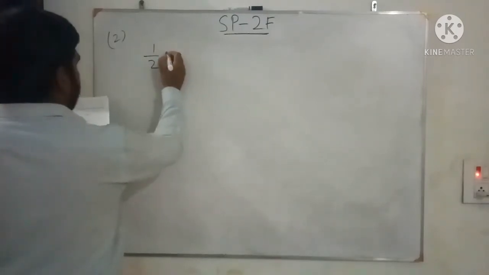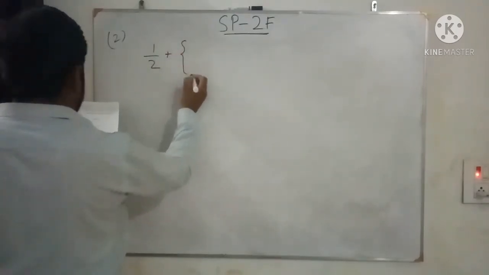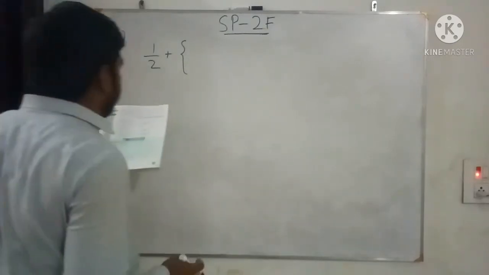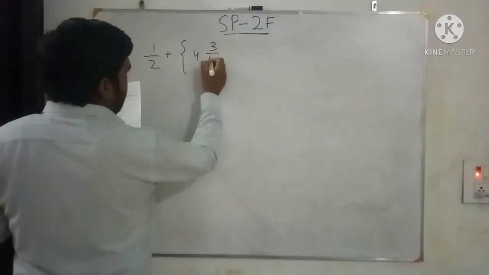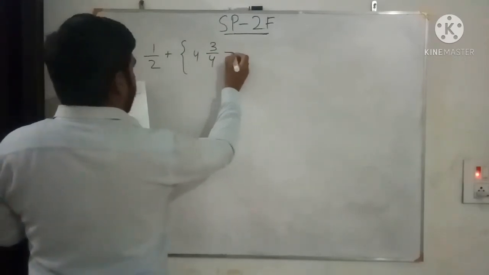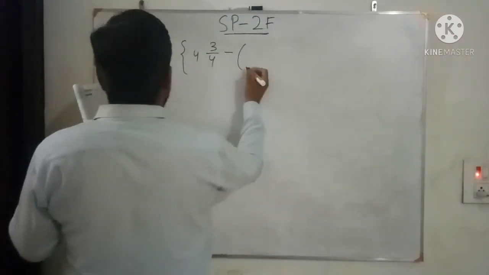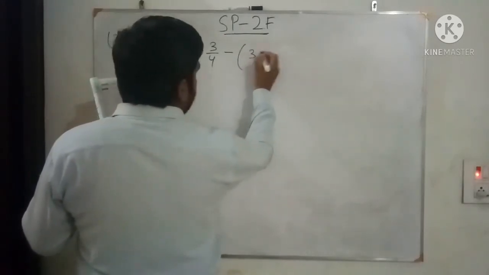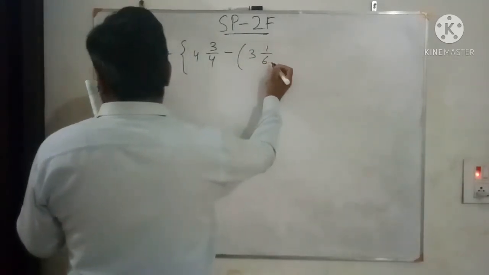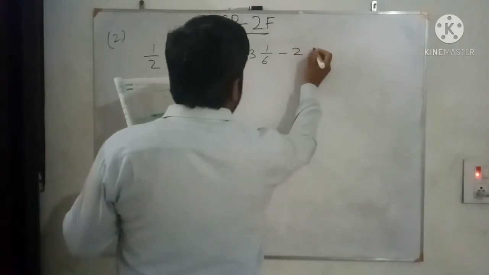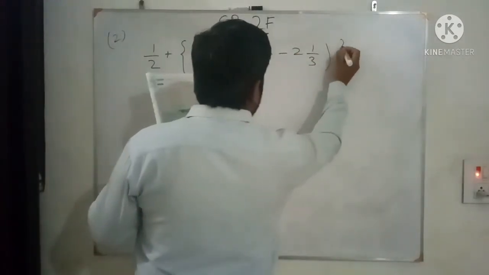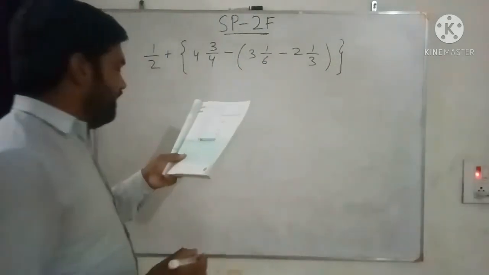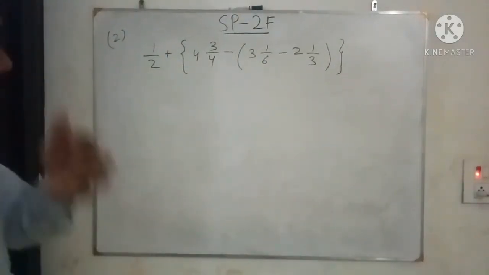1 by 2, this is called the brace, the middle bracket. 4 3 by 4 minus, a small bracket, parenthesis. This is also called parenthesis. 3 1 by 6 minus 2 1 by 3. And we have to find its value. Okay.